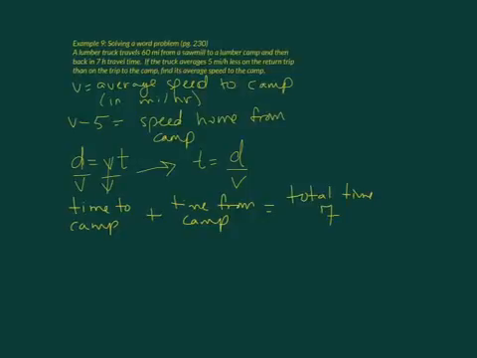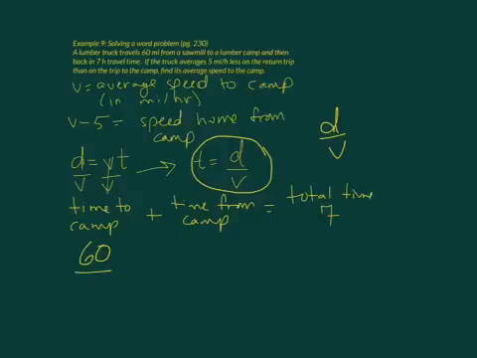So now, let's make up an equation. This is why we solved our distance formula for t, because we're going to use that d over v part specifically for our equation, because that will give us the time. So d over v will give us the time to the camp. We know our distance is 60, and our speed is v, plus the time from the camp. So our distance, again, is 60, and our speed is v minus 5. This equals a total of 7 hours. This is going to be the equation that we're going to solve.